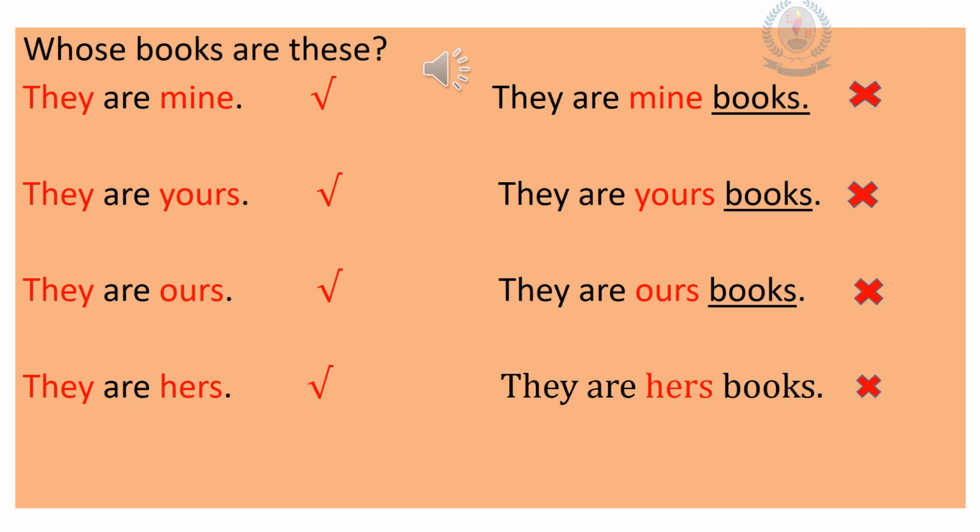So what do you refer to as they here? You refer to they as the books. Here you are using the pronoun for the books, and to show your ownership you are using the possessive pronoun: mine, yours, ours, hers. These are mine, these are yours, these are theirs. It should be like that. Okay? So let's see the other one, which is on the right side.